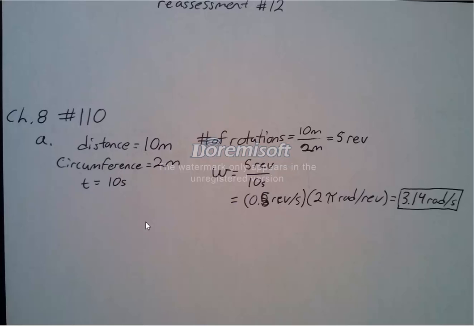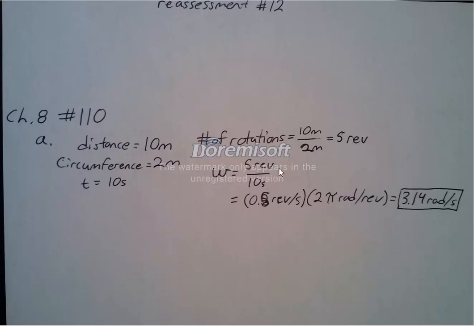So it gives us a distance of 10 meters, a circumference of 2 meters, and it gives us the time of 10 seconds. We want to figure out first the number of rotations of the hoop when it reaches the bottom. So we just take the distance divided by the circumference, so we get 5 revolutions.